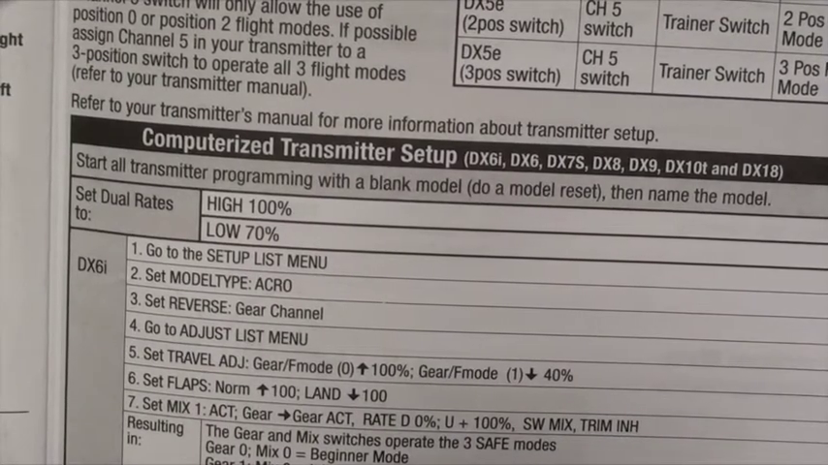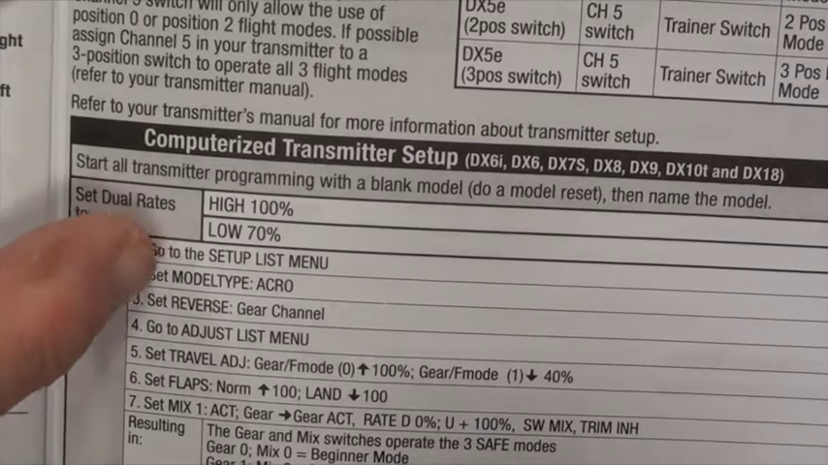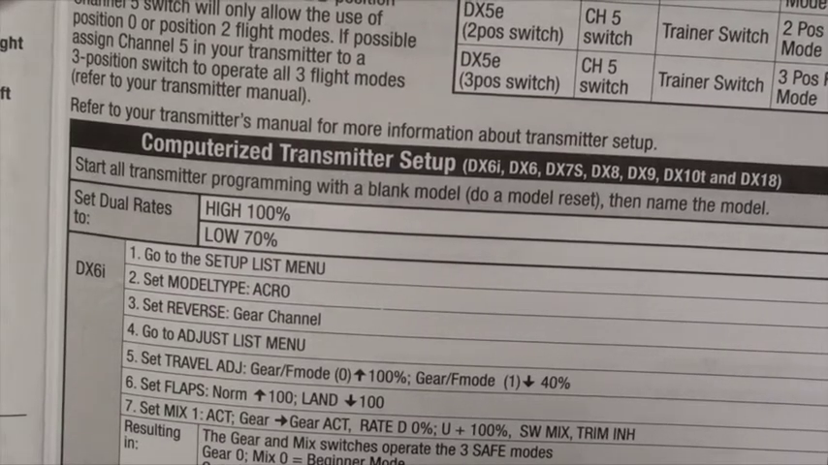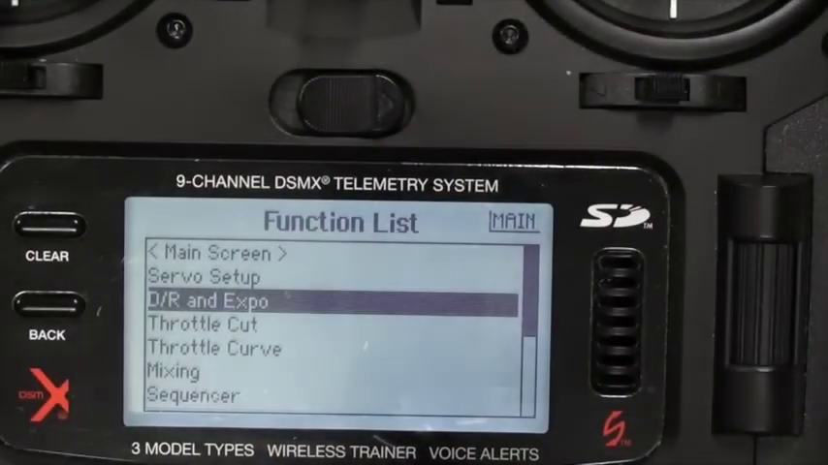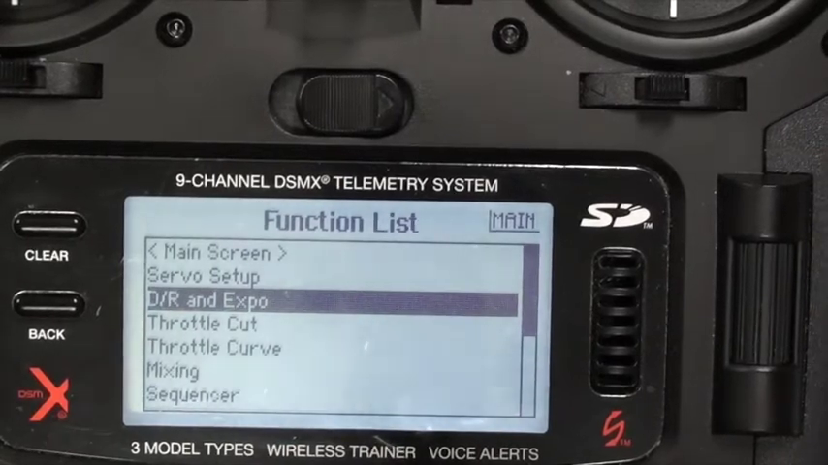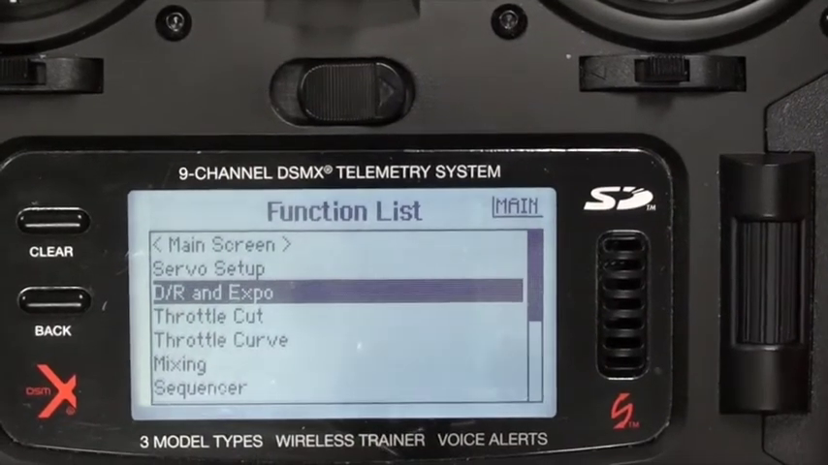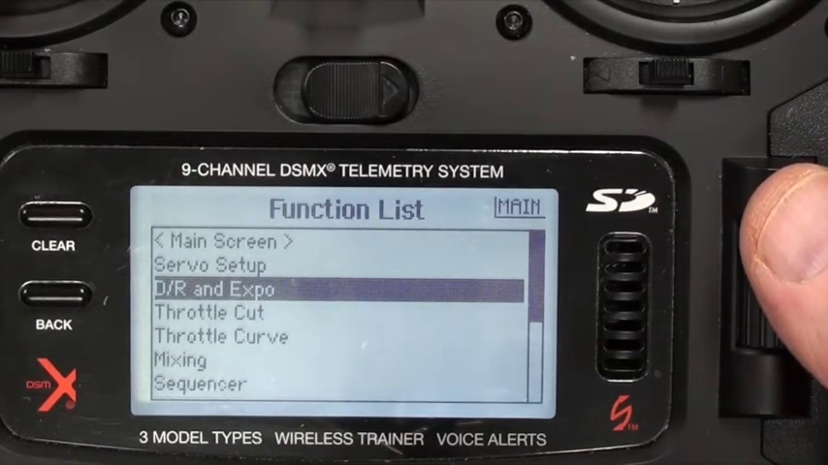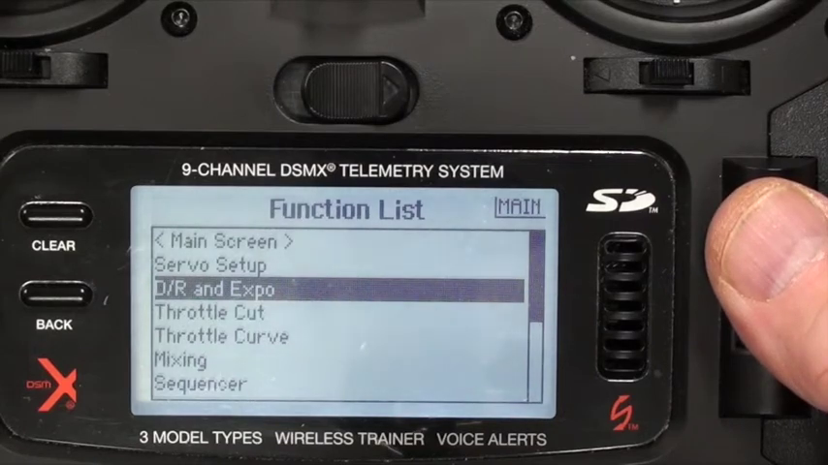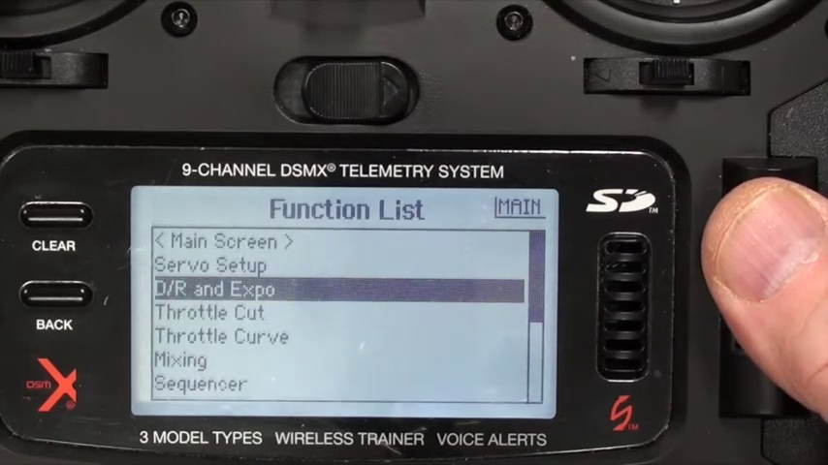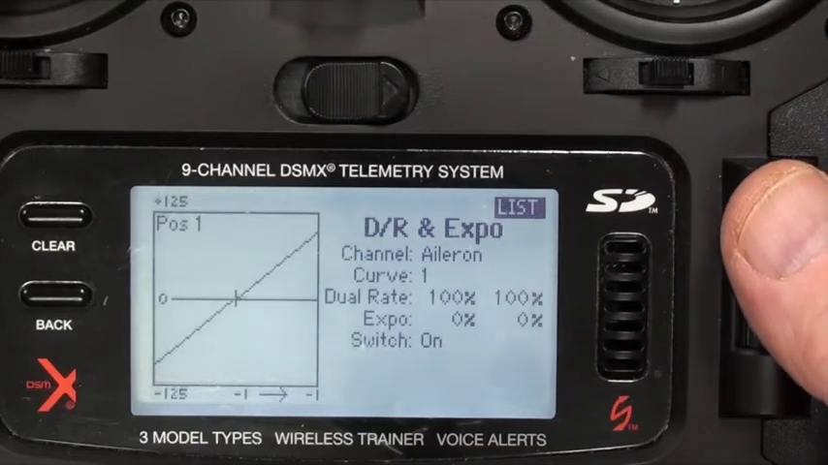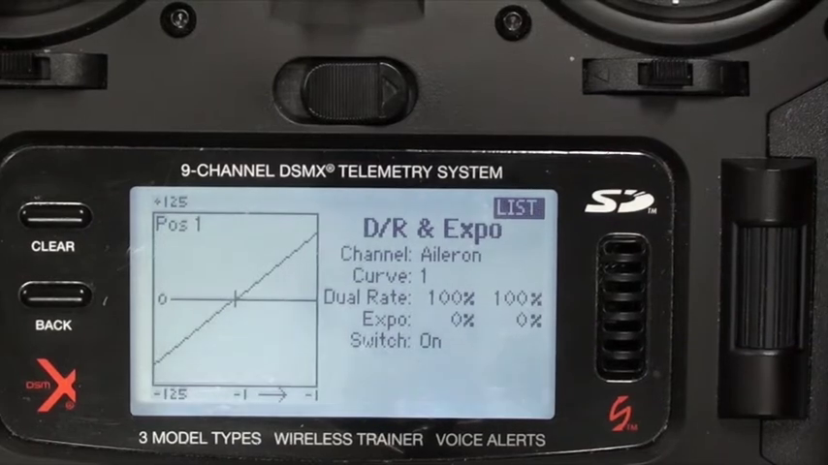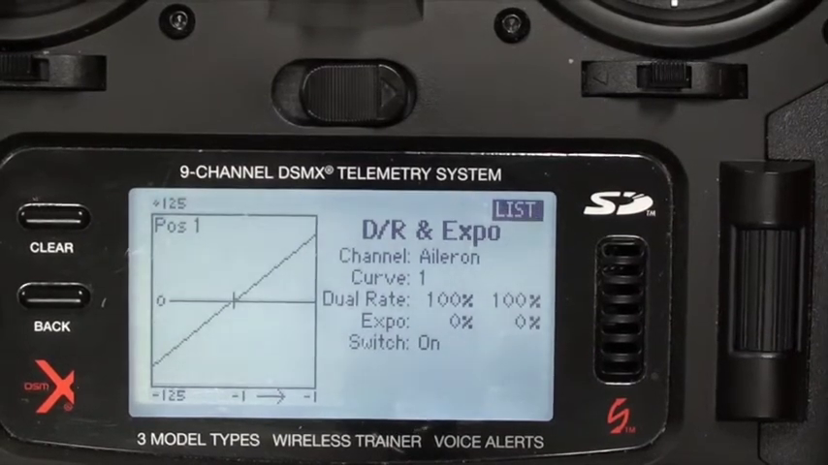Okay, I'm back, and looking at page 5 of the manual here, notice that it says dual rates, high of 100, low of 70. So I'm going to do that. So here in the function list is the DR and Expo menu, and so the dual rates, I'm going to put all on one switch. Okay.